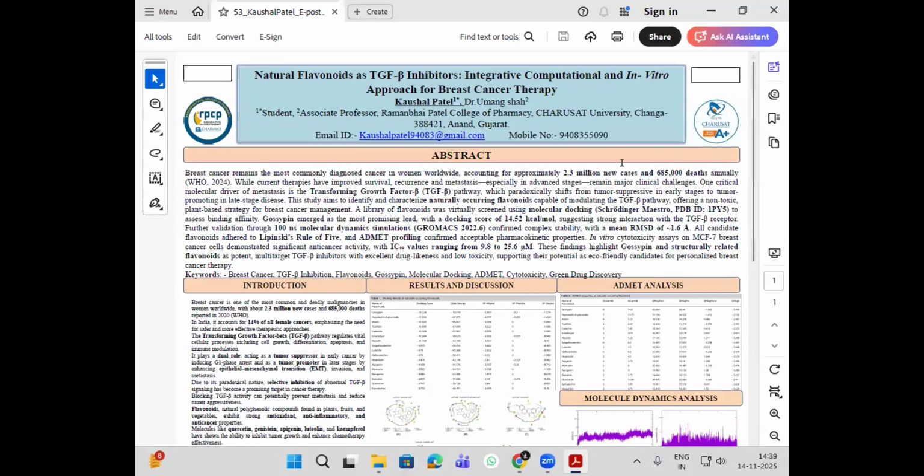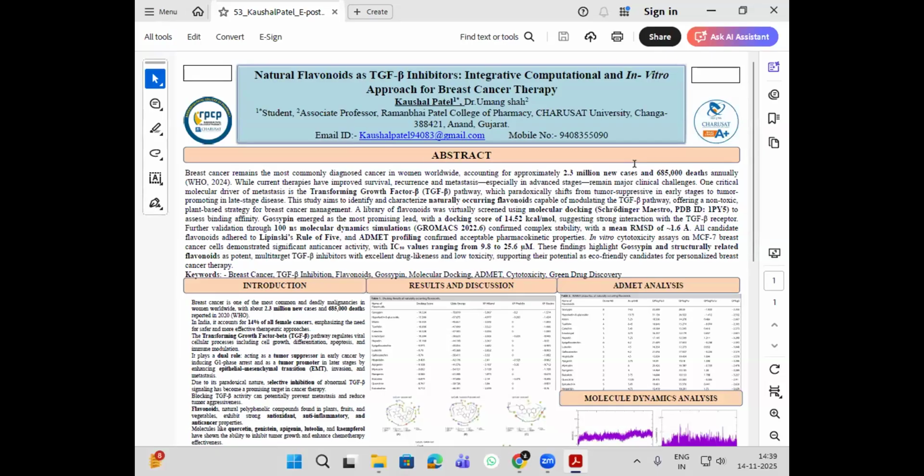So when we did the literature review, we thought that we can use these compounds, and we can check whether they are working on the TGF beta target or not. For that, we use molecular docking with the help of Schrödinger software, and then we use GROMACS software for performing the molecular dynamics. And based on that, whatever compounds we get, we go for in vitro screening as well.